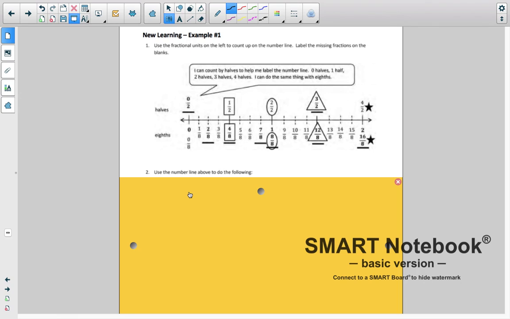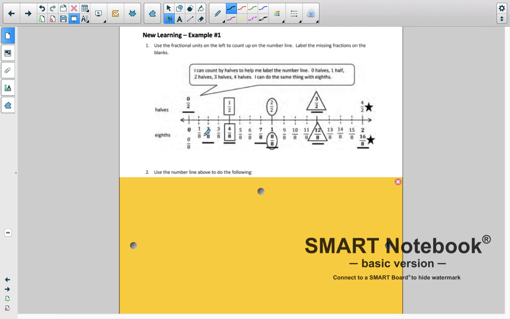All right, example number 1, this is new learning. It says use the fractional units on the left to count up on the number line. Label the missing fractions on the blanks. So we're going to look at this table first. On the top, they're doing their fractions in halves, and on the bottom, they're doing eighths. Now, the darkened lines were the missing ones, and they filled them in for us. All they're doing is looking at 0, and they're saying 0 over 2 is still equal to 0. And if you look at the bottom, 0 eighths is also equal to 0.